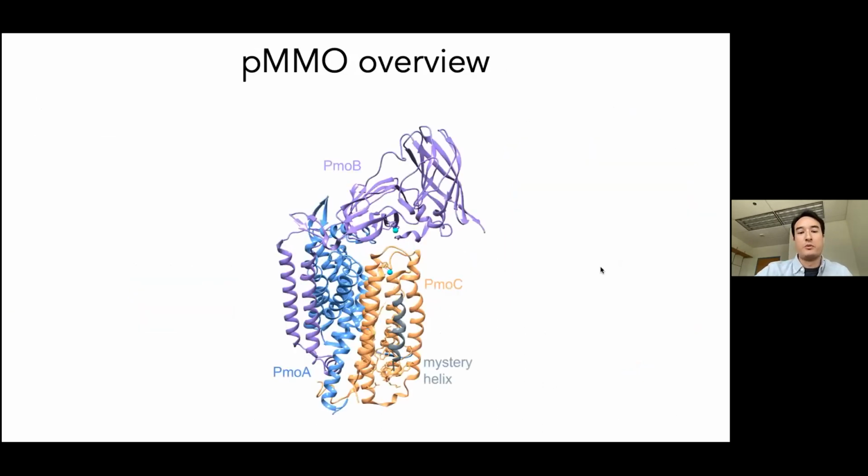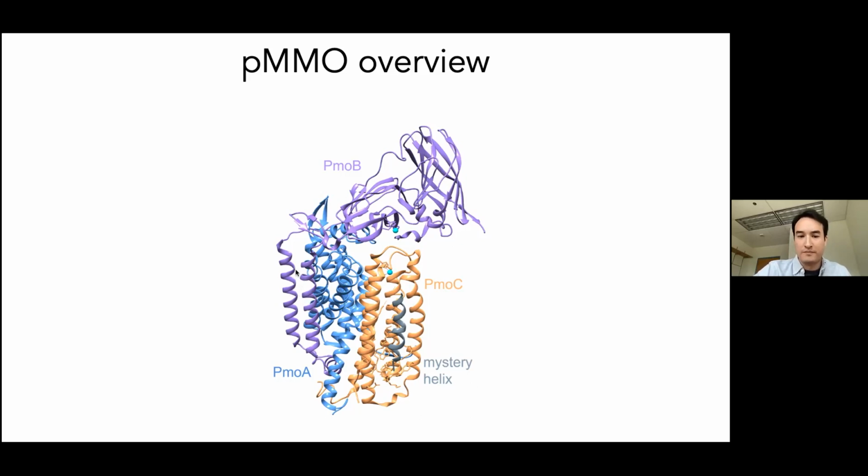So looking at one of those protomers a little bit more closely, what we can see is the 3 subunits of pMMO. So PmoA and PmoC are almost entirely transmembrane in nature and are entirely embedded within the membrane bilayer, whereas PmoB has this large soluble domain, as well as 2 transmembrane helices.